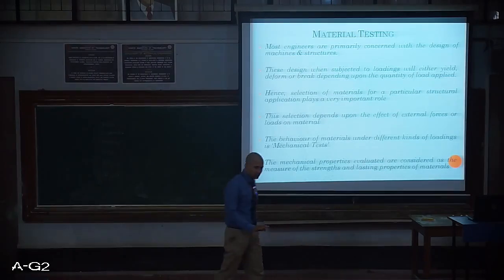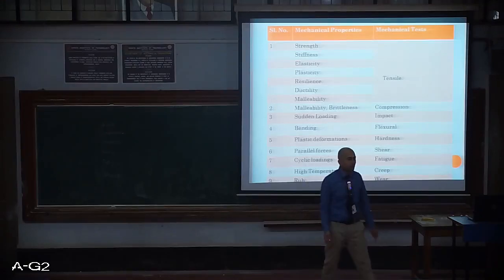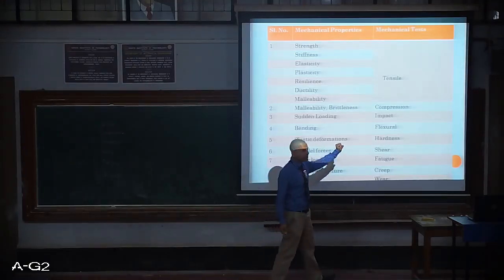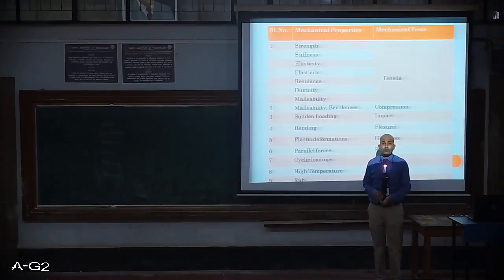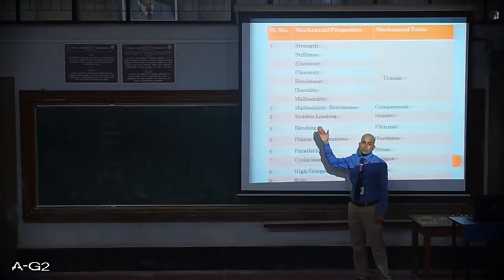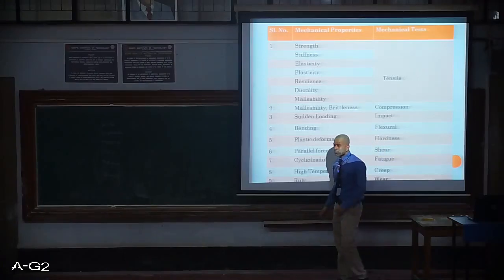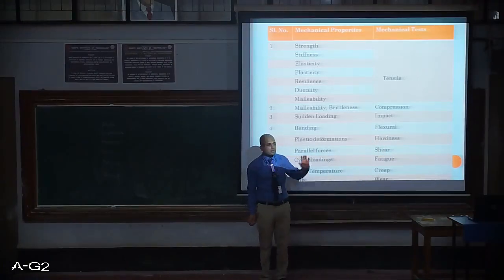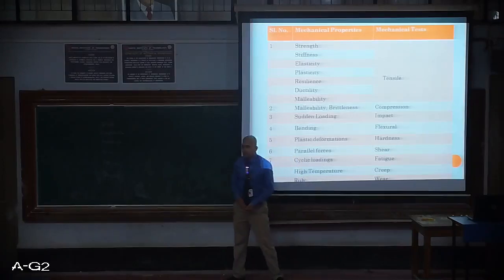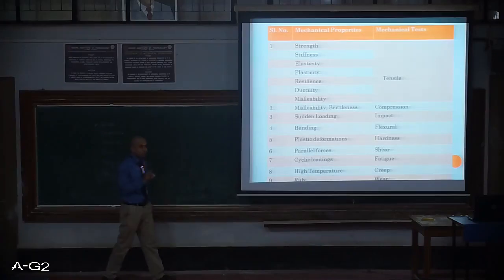With this brief background, we'll go ahead with the different types of tests. I have named them in the form of a table. The most famous test done to evaluate the properties of materials is the tensile test. The tensile test tells you about the strength of the material, the stiffness, elasticity, plasticity, resilience, ductility, malleability. So many properties of materials can be understood by doing this one important test, which gives maximum information about the material.